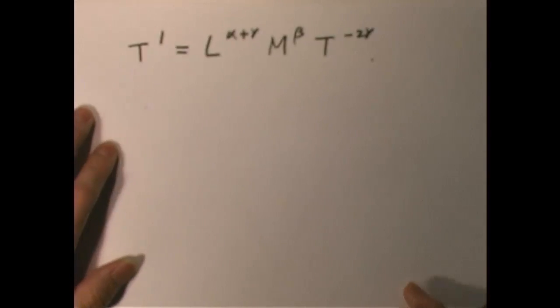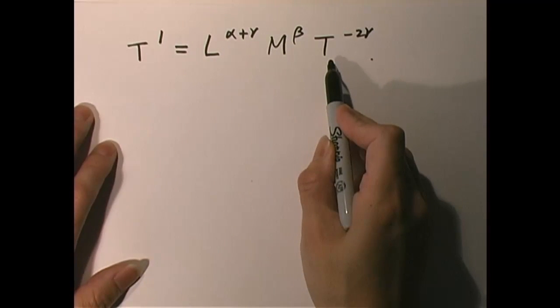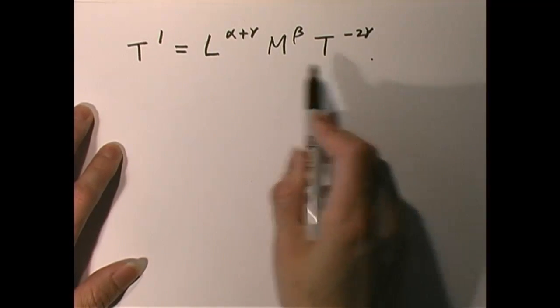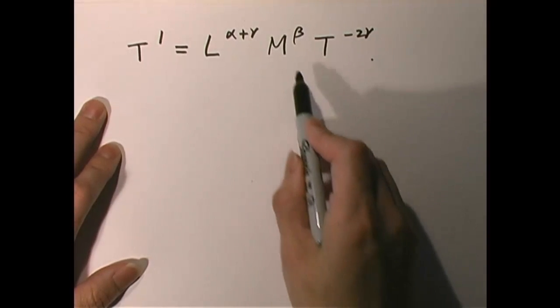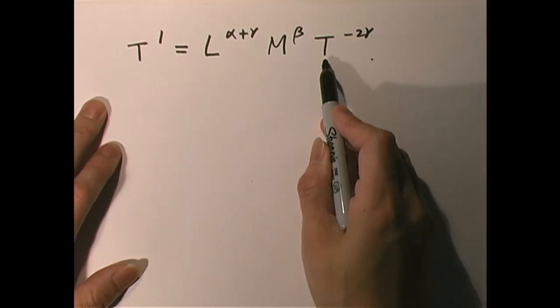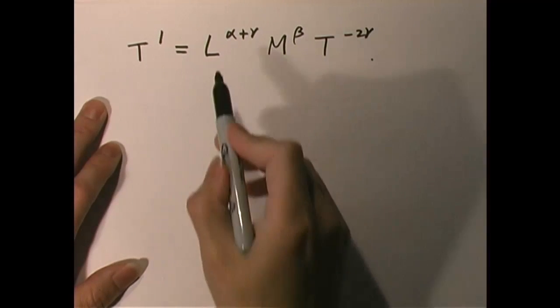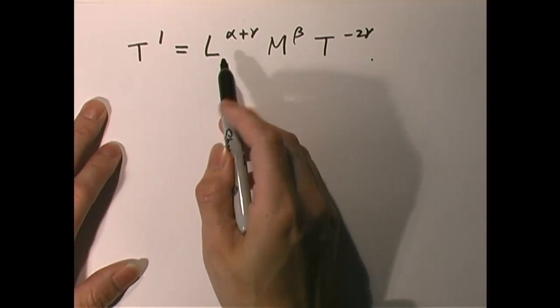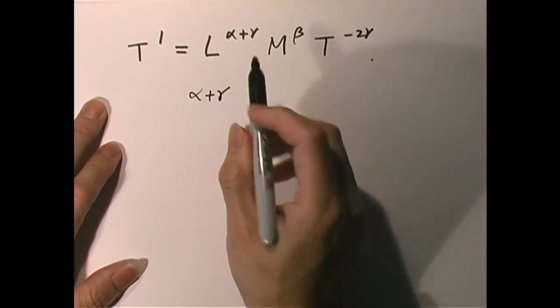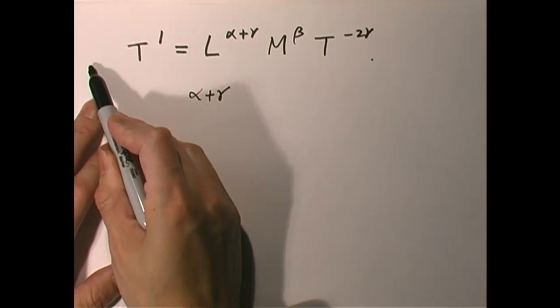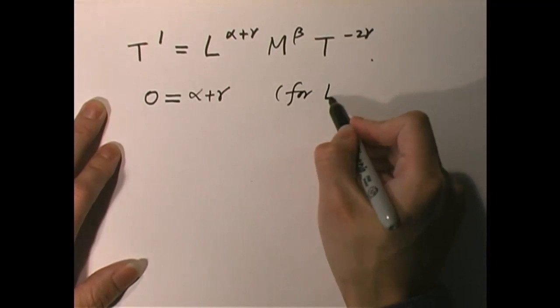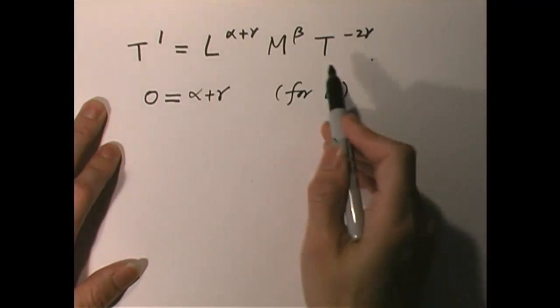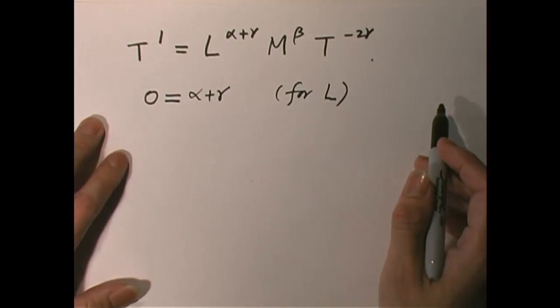Now, remember, L, M, and T are totally independent. So to make this equality valid, both sides should have the same power for L, same power for M, and same power for T. Okay, now look at L first. On the right-hand side, I have alpha plus gamma. That's the power of L. What about the left-hand side? Well, there's no L, which means L to the power what? 0. Yeah, so 0 must equal to alpha plus gamma. That's for L. Okay, the powers of L must be equal on both sides, because that's how we equate the dimensions for L.